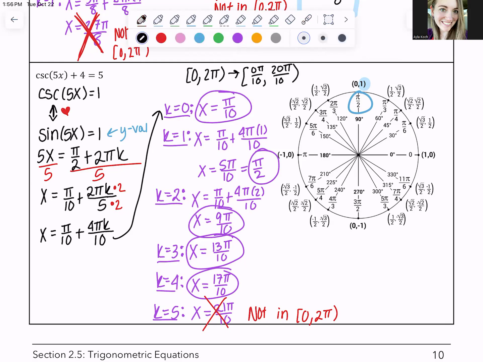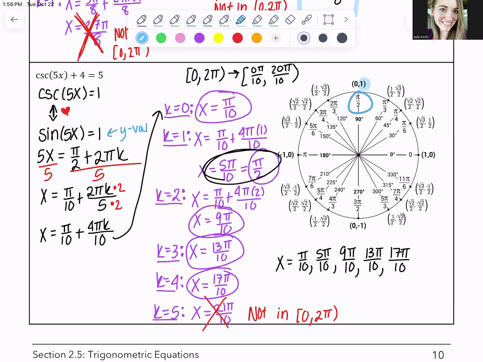So the answers we have, x is equal to pi over 10, pi over 2, or you could say 5 pi over 10. It doesn't matter how you write it. You can write it pi over 10. You can write it pi over 2. These are the same answer. 9 pi over 10, 13 pi over 10, and 17 pi over 10. Still a lot of answers for this one. And that's that. Let me set up the graph real quick so I can show you because I think it's interesting.